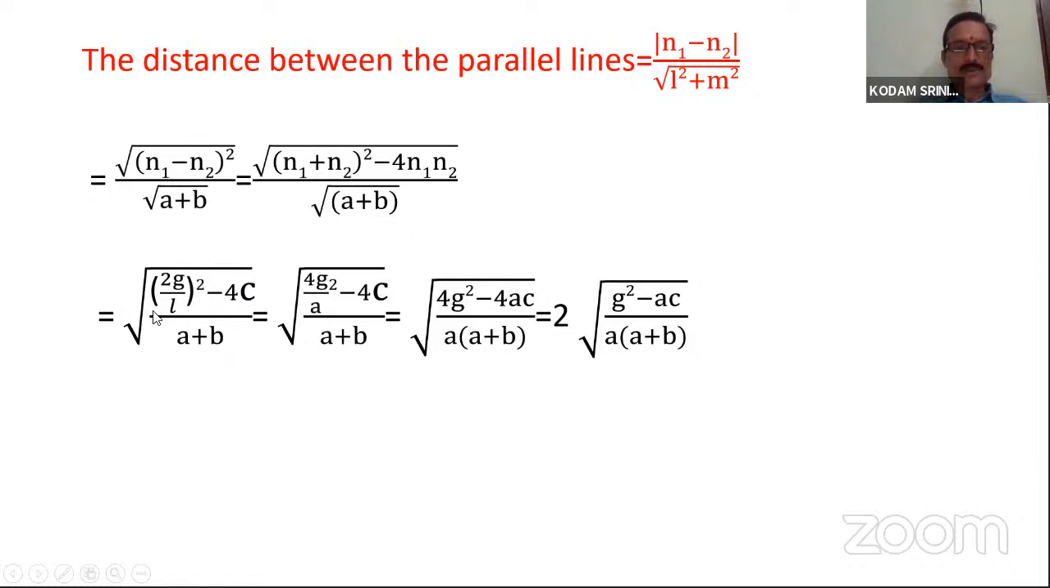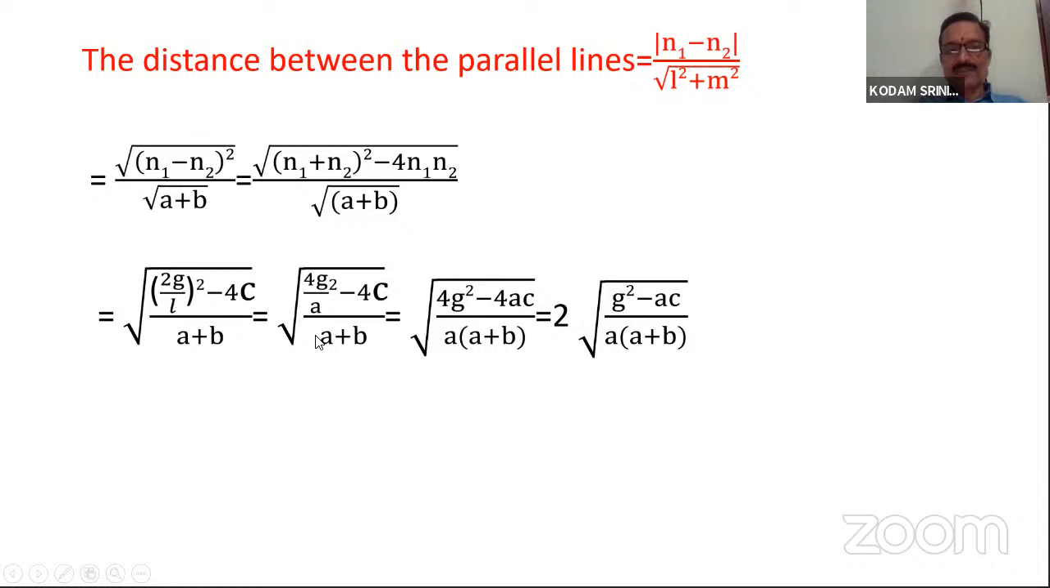I am writing these terms under a single root symbol: under root of (2g by L) whole square, that is squaring individually, 2g whole square equals 4g square, and L square equals A, so I substitute L square as A, that is minus 4c by A plus B. Now in the numerator, the LCM will be A, that is 4g square minus 4ac by A.